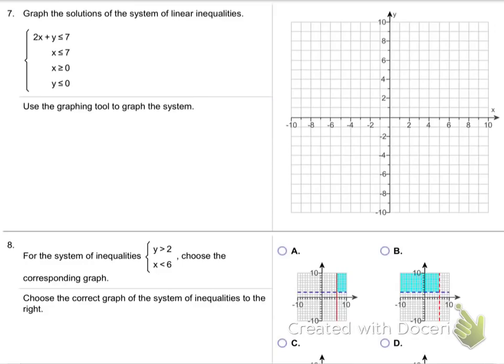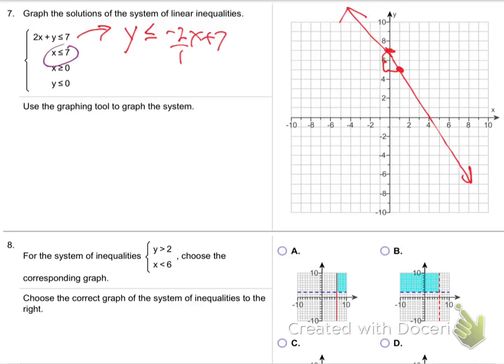Here, real quick, I can show you a quick way. Basically, to get y alone again here, minus 2x plus 7, go up to 7, and then 2 over 1, so go down 2 over 1, there we go. And we're shading. Well, let's keep going. And then the next one, x less than or equal to 7. So that would just hit the x-axis at 7, right there, boom. Okay. So let's just do those two, and then I'll show you a trick.